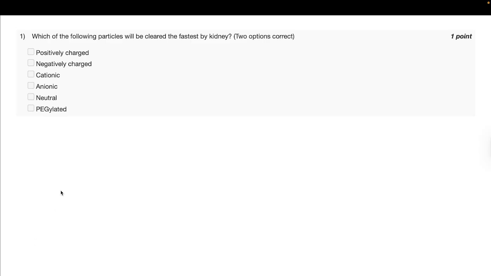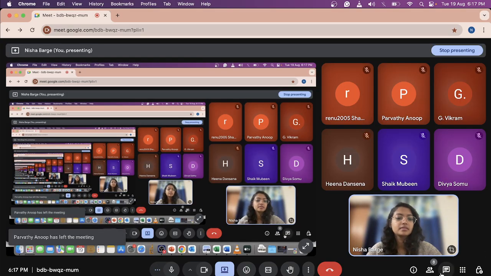The first question is, which of the following particles will be cleared the fastest by kidney? And we have to choose 2 correct options. So read through the question again, read through the options. I'll wait for a few minutes and let me know if anybody knows the answer. You can either unmute your mic and let me know the answer, or you can also try writing it in the chat box and I'll read through your messages.